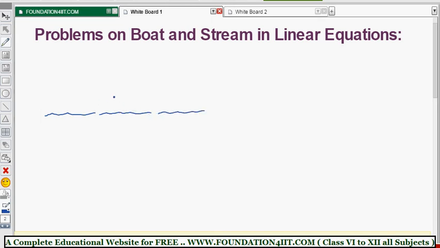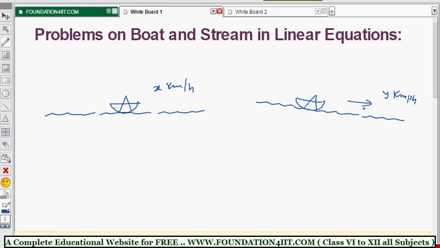When the water is not flowing any side, then the speed of the boat, for example, let us take x kilometers per hour. When the water is not traveling anywhere, then the speed of the boat is x kilometers per hour. For example, water is traveling downwards, and one boat is on this. Now the water speed is y kilometers per hour.